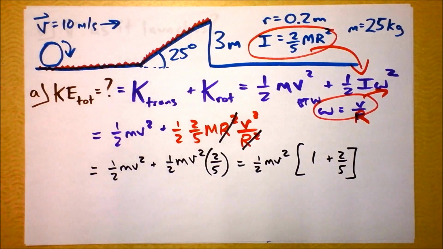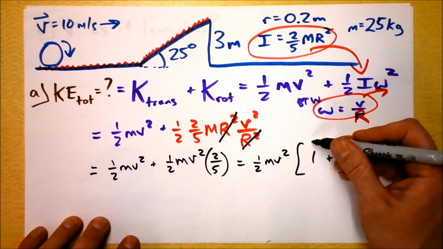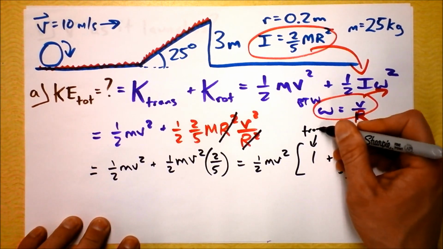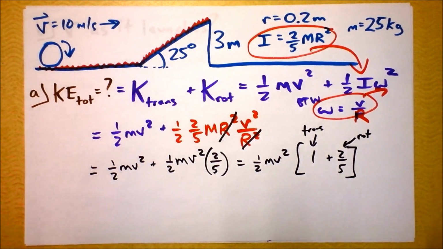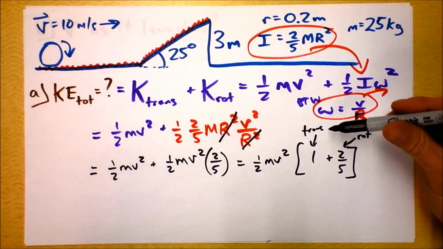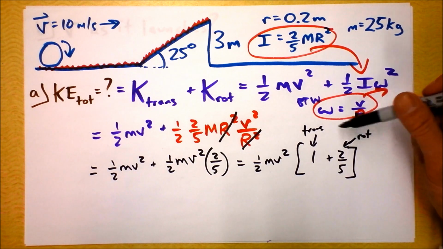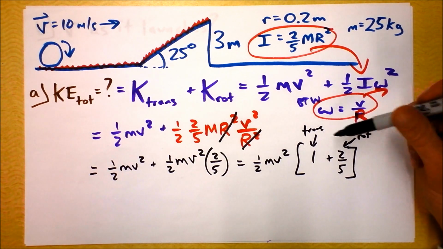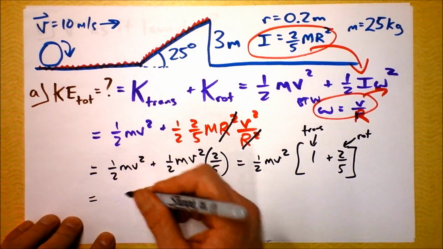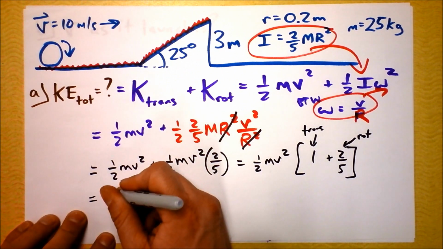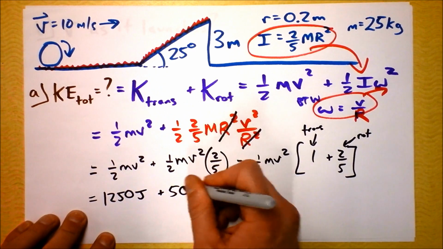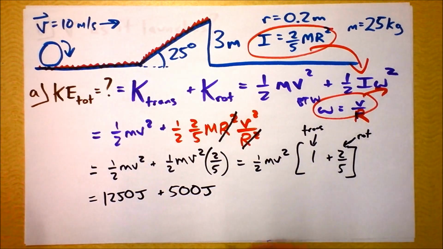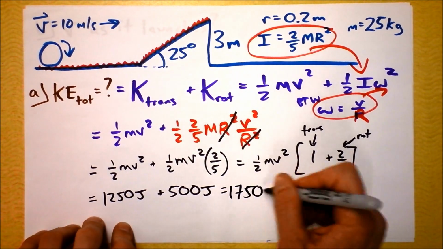This is a form that my students in class have seen pretty often, and it helps you to find out the fraction of the energy that is translational and the fraction of the energy that is rotational. So 2/7 of the total energy is rotational, and the other 5/7 must be translational. If you actually plug in the numbers right here, you find that this is 1,250 joules plus 500 joules. Okay, cool.